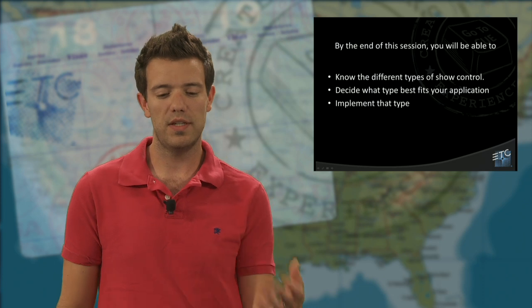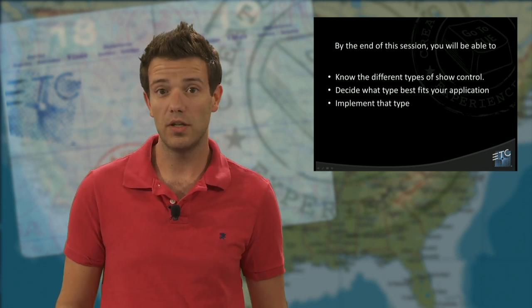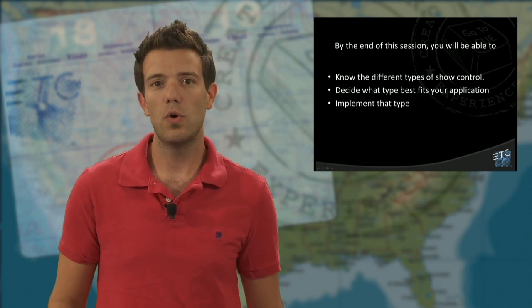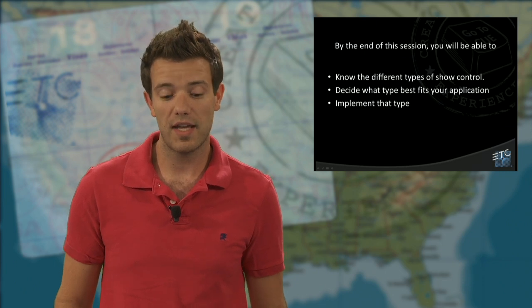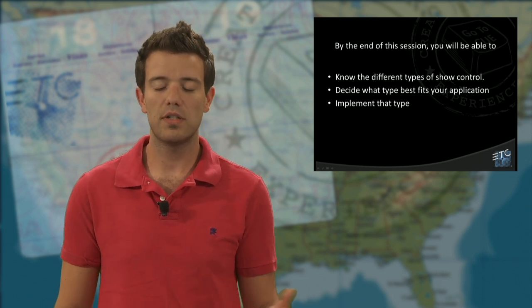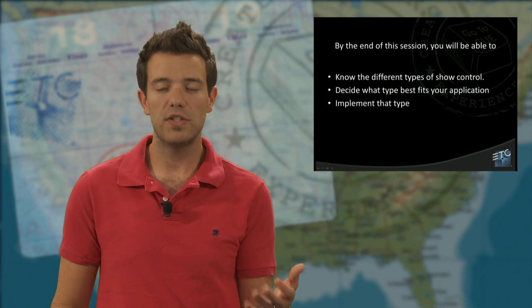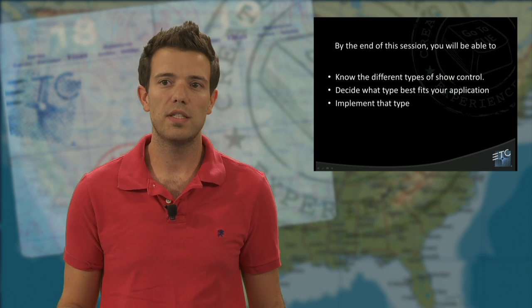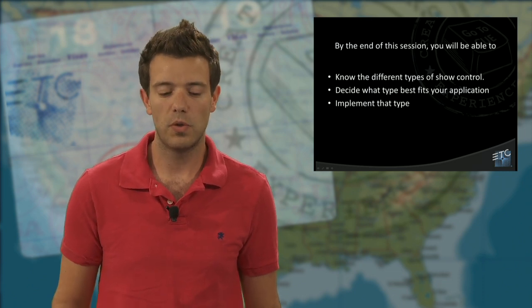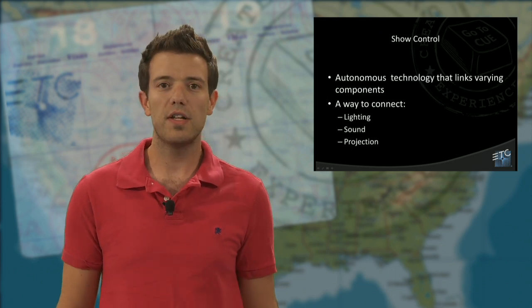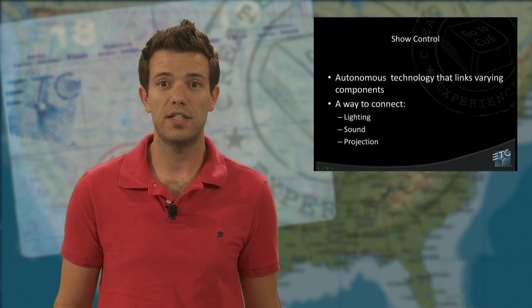Introduction to Show Control. The first thing that I want to talk about is what the expectation is and what you'll hopefully learn about show control by the end of this class. The first thing is knowing the different types of show control that exist. Next, we're going to talk about what fits your application best. And the last is going to be different ways that we can implement that type of show control in the EOS product line.